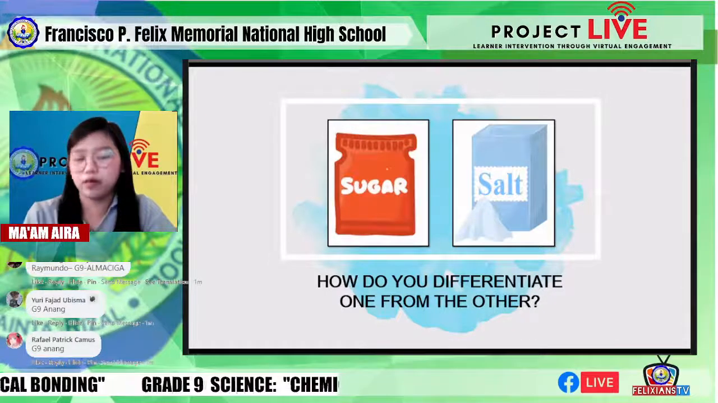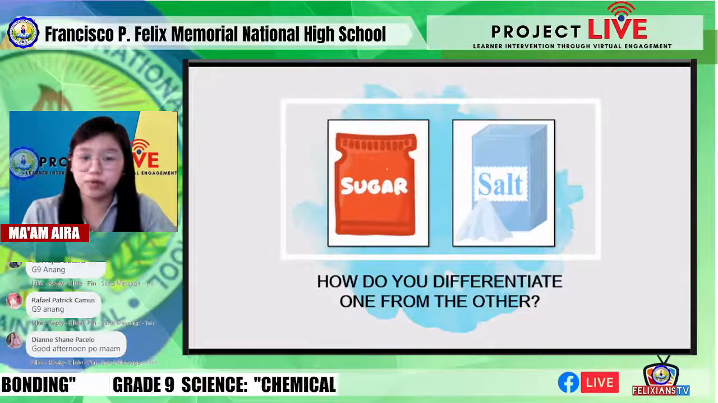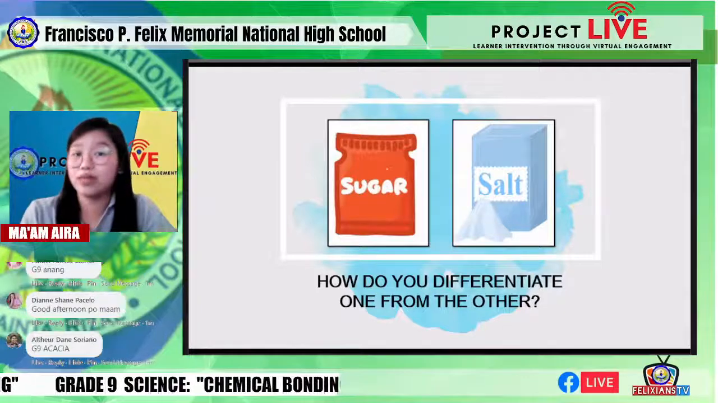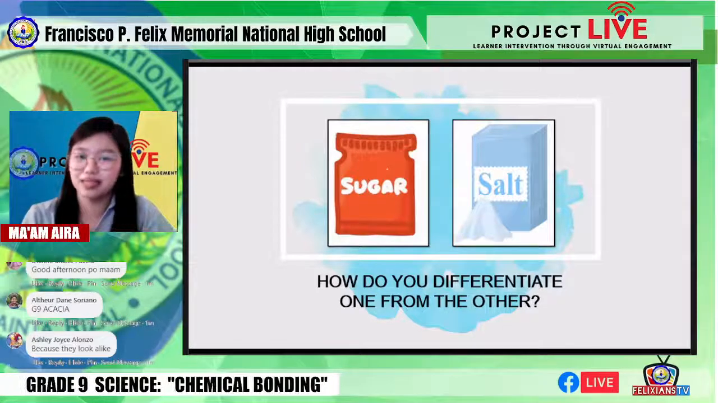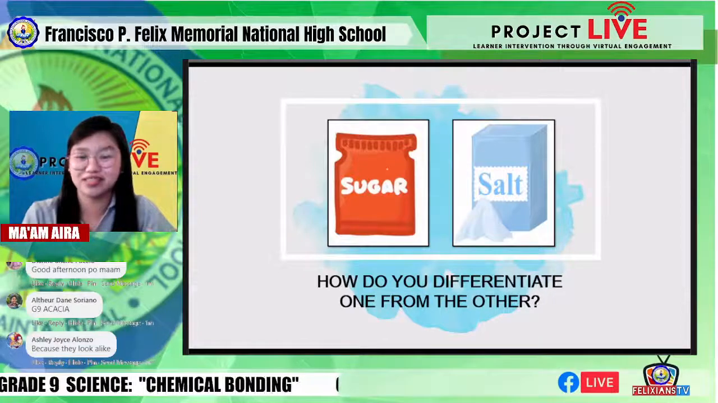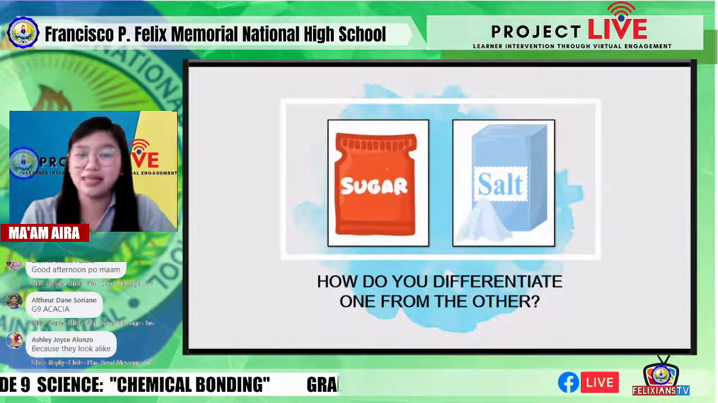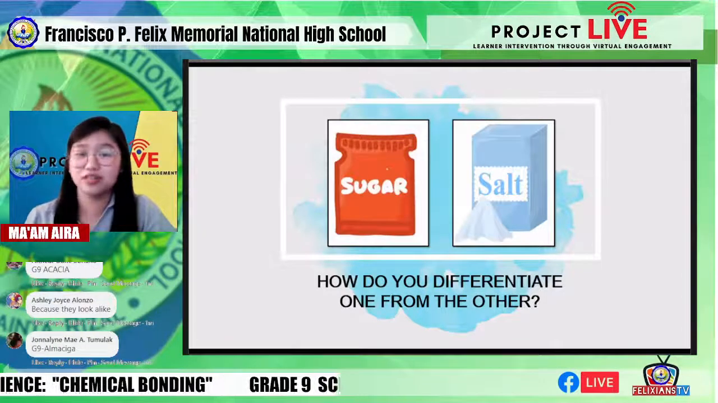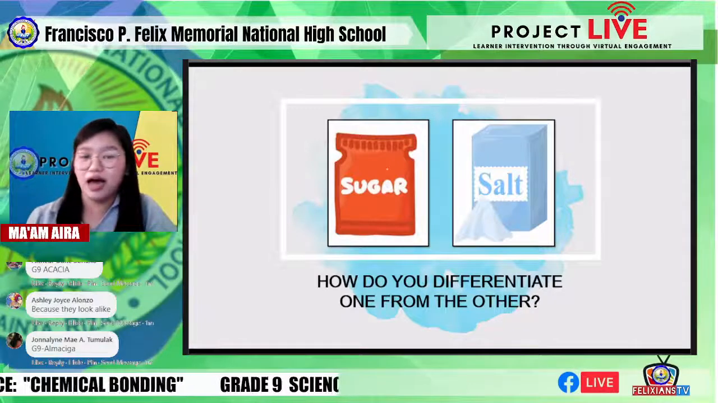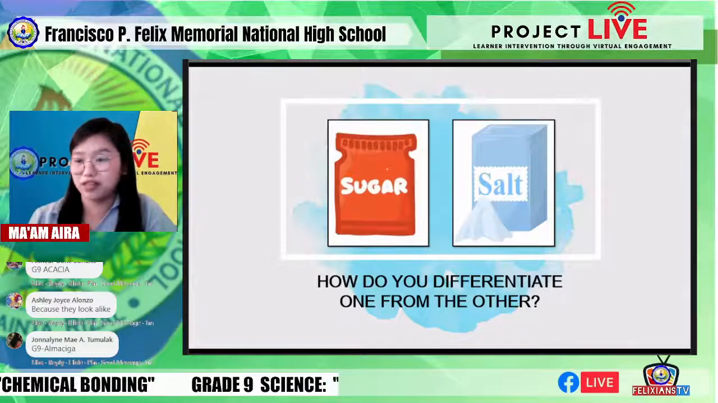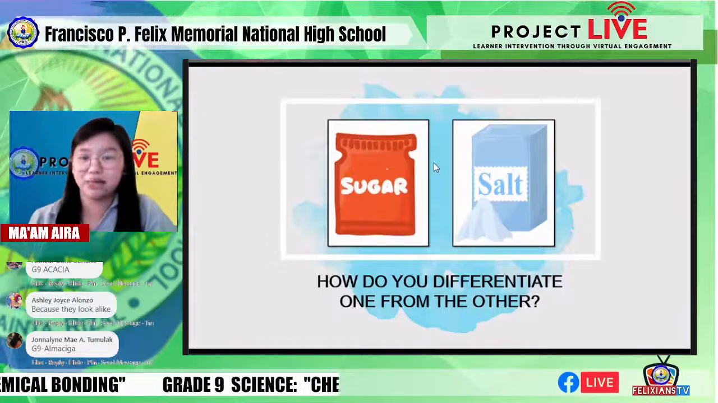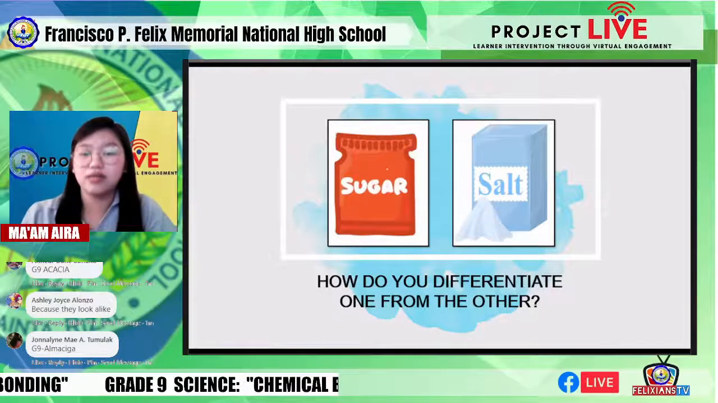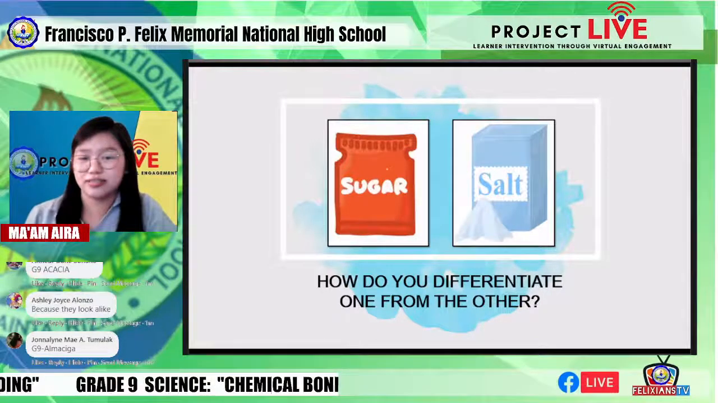Now, we have placed these two substances together but without labels. Okay, so napagpalit natin sila, for example, napagpalit natin yung sugar and salt. How do we now identify which one is the salt and which one is the sugar? Do you have any idea? How do you now differentiate one from the other? If you have your answers, kindly type in your answers on the comment box below and I will read them later once I see your answers.